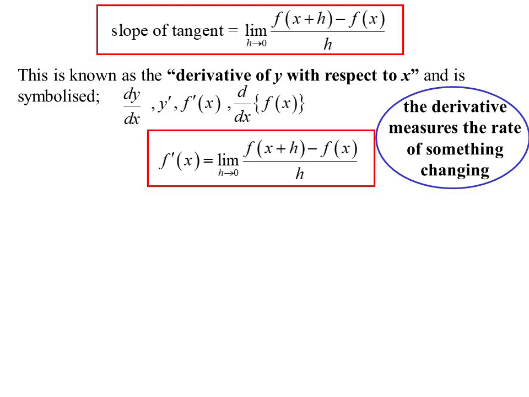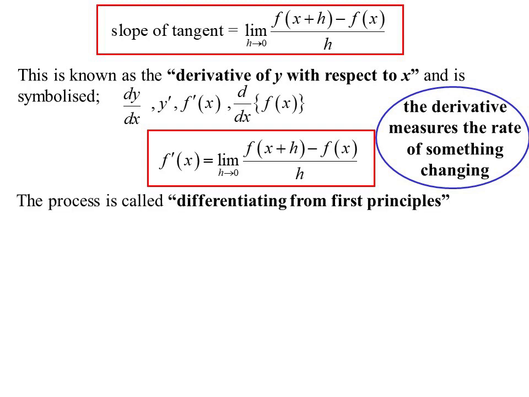Now, instead of writing the words slope of tangent, I'll just give it its notation, f dash x. That formula there is known as differentiating from first principles. This expression, first principles, is used a lot, because basically it's using the first idea. This is the first idea of calculus. So, differentiating from first principles.